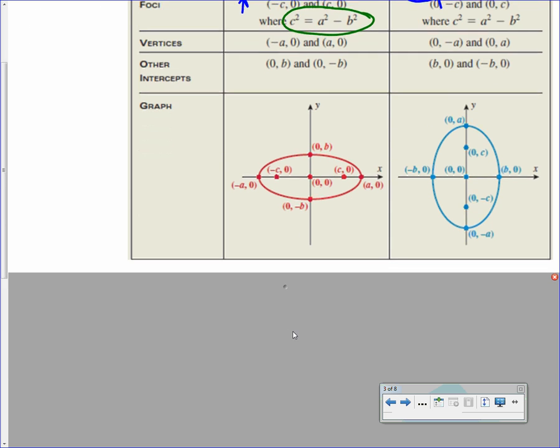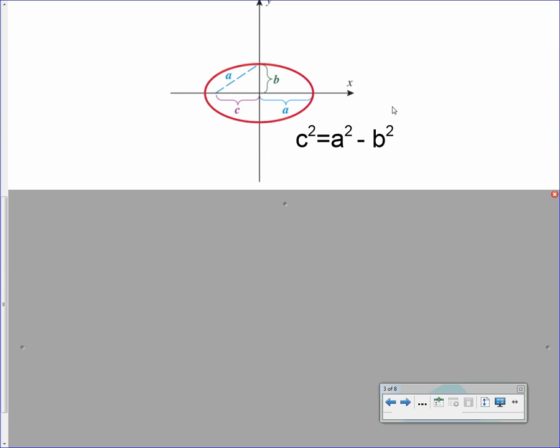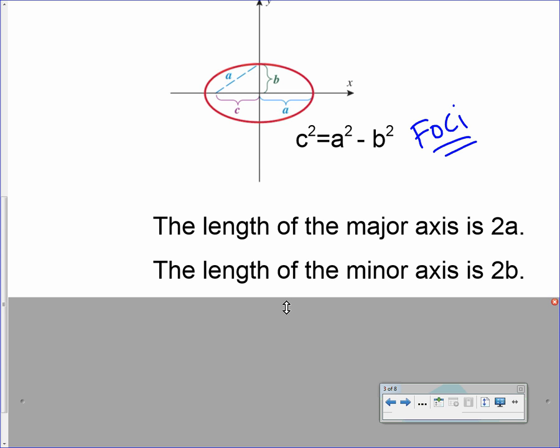Some other interesting information. We already talked about c squared equals a squared minus b squared. You don't need this picture, but it does show you why the formula works. This is your formula for your foci. You're going to end up having that memorized. Your major axis, like we talked about in that picture, is double the length of a. a is the distance from the center to a vertex, so double that is the length of the entire major axis. And likewise, the minor axis will be 2b.